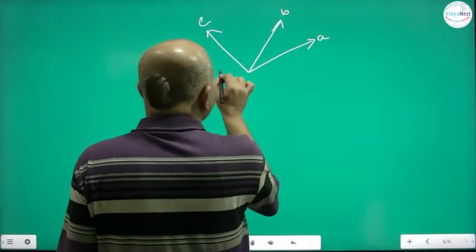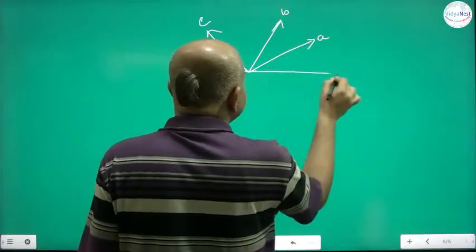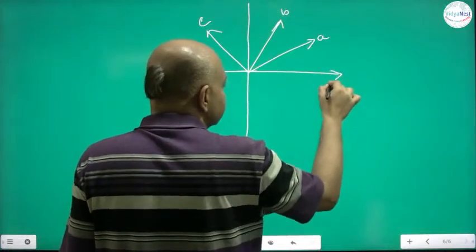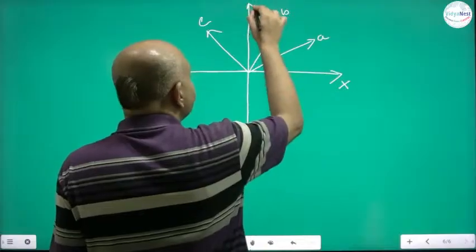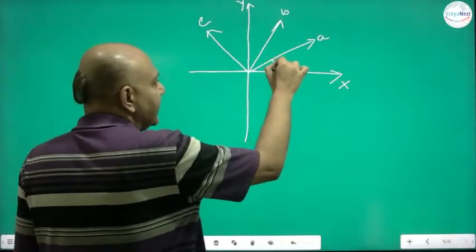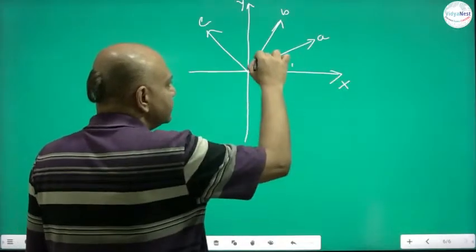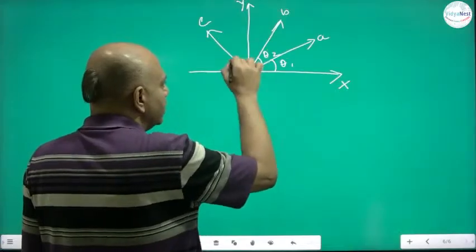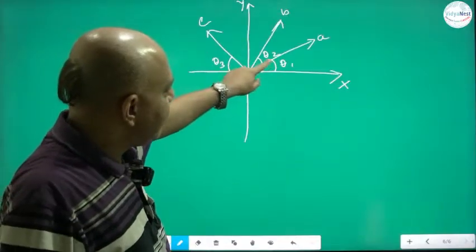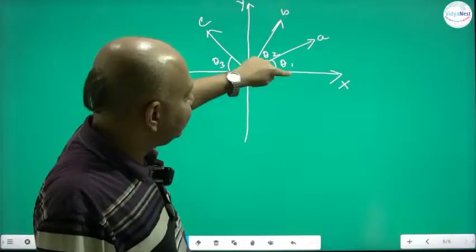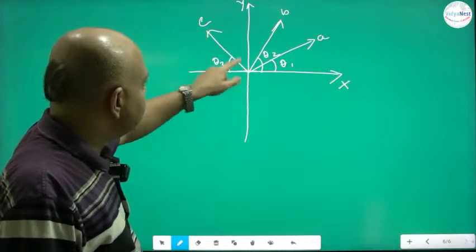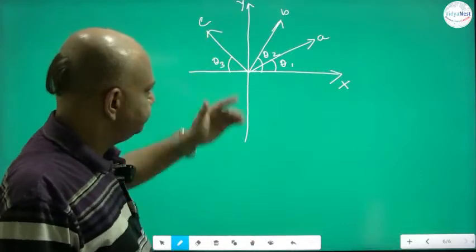I am going to take a horizontal line and a vertical line. Take this one as the x-axis and this one as the y-axis. Now take this angle, suppose this is theta 1, this angle theta 2, and this angle theta 3. That means theta 1 is the angle vector A made with the x-axis, theta 2 is the angle vector B made with the x-axis, and here also vector C made with the x-axis in this direction.